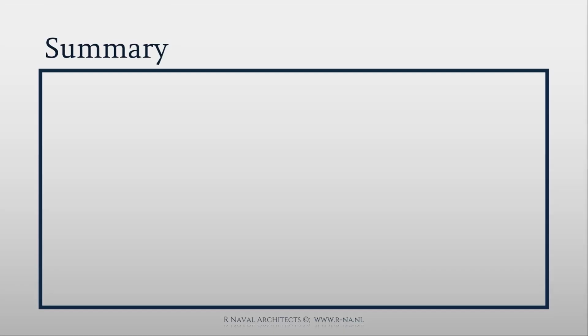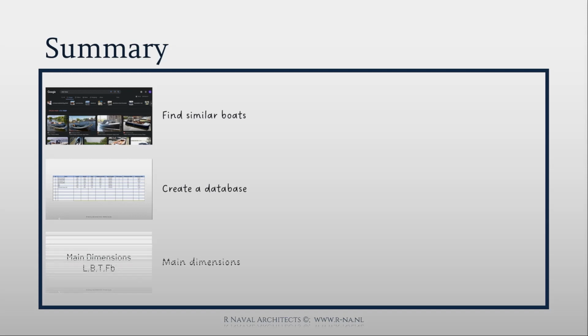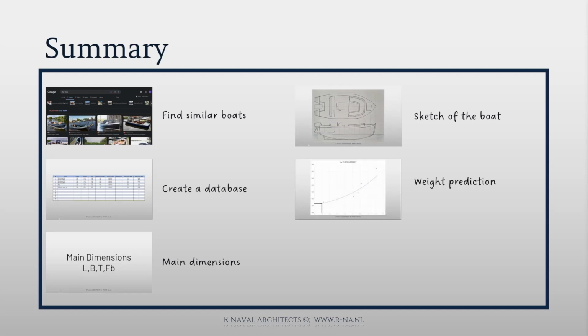And now let's summarize what we have covered in this episode. First, we explored the market for similar boats. Then we gathered the data in one spreadsheet and we created several charts. Next step was to determine main dimensions and sketch our boat. When the sketch was finished, we estimated the weight of our boat. And lastly, we checked if we fit into the statistical data range with powering and dimensions that are related to our boat. And that concludes this episode.